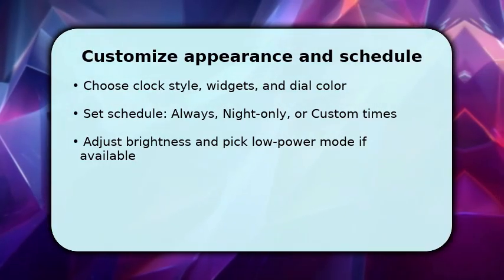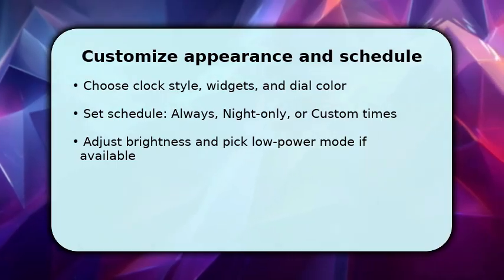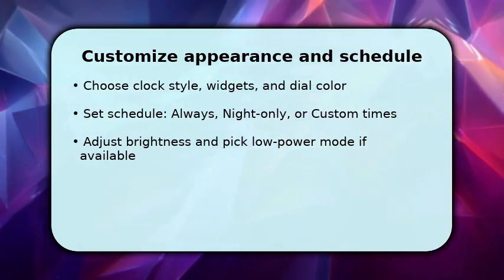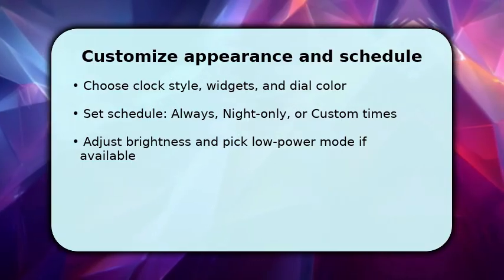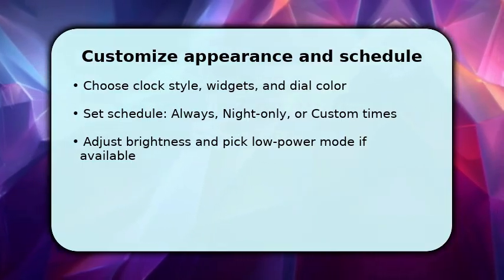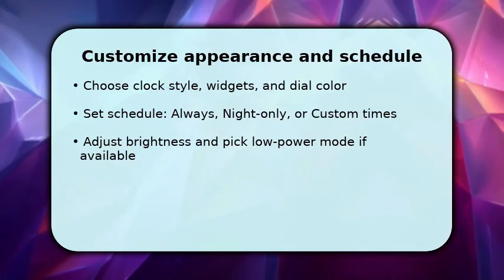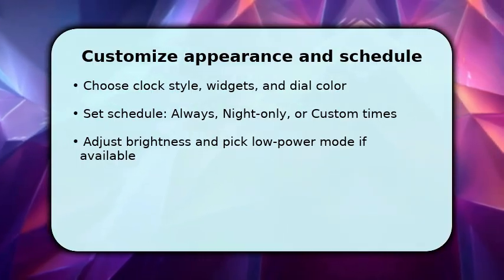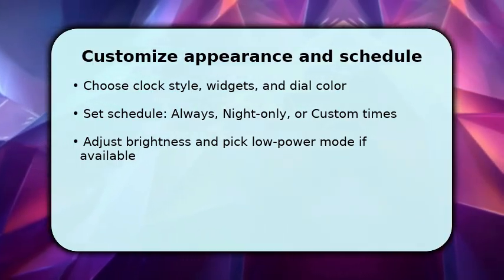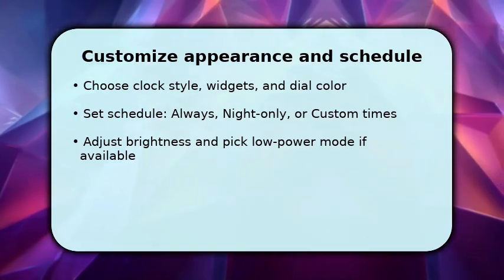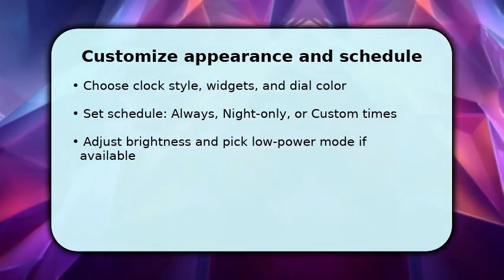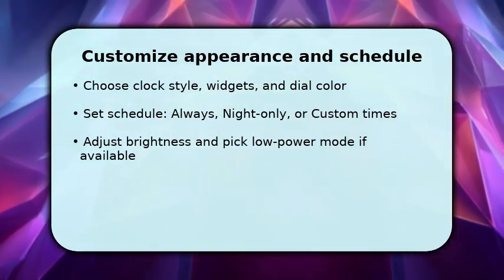Next, set a schedule. Select Always, Night Only, or define custom times to limit display hours. Make sure to adjust brightness or enable the low-power always-on mode if your Vivo Y58 offers it. These choices balance visibility with battery life. Selecting darker themes and limited hours reduces drain significantly.